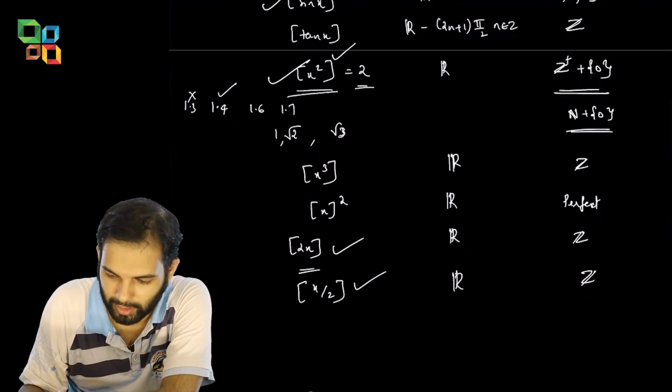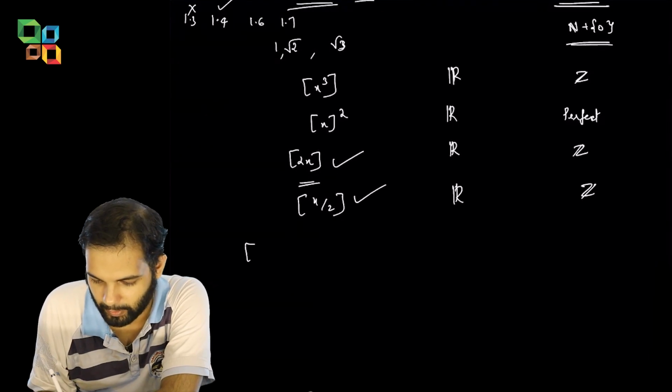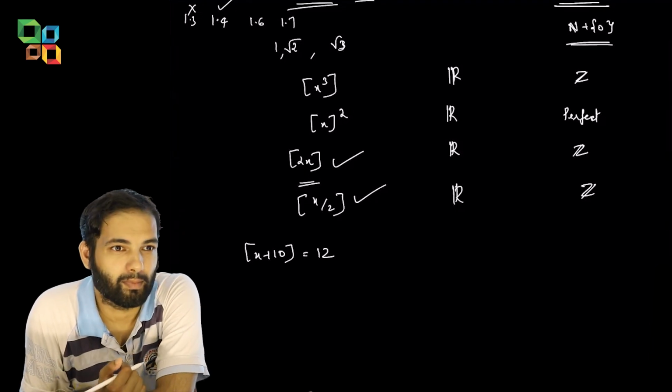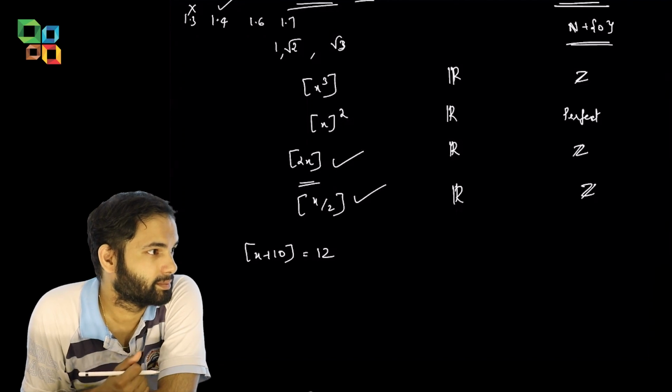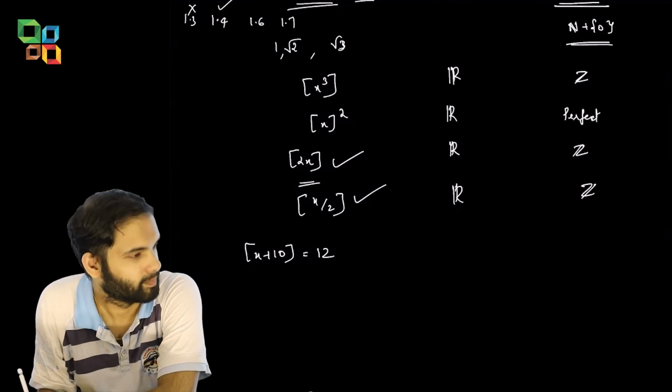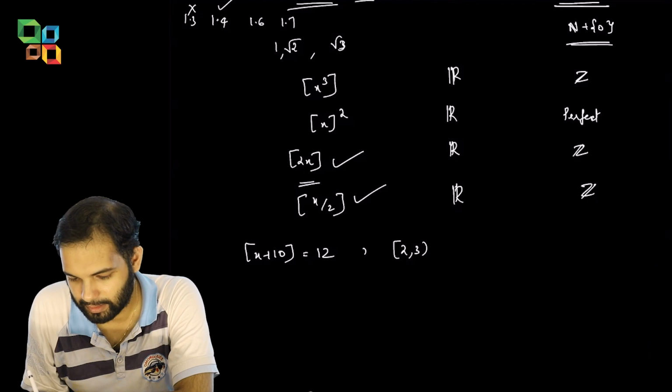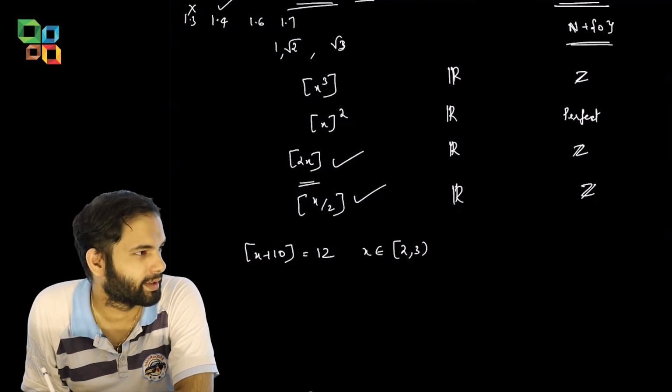Then can you solve this equation? Integer part of x plus 10 equals 12. What is the solution set for x? 2 to 3? Yes. 3 not included. This, directly without solving, you can guess, right?